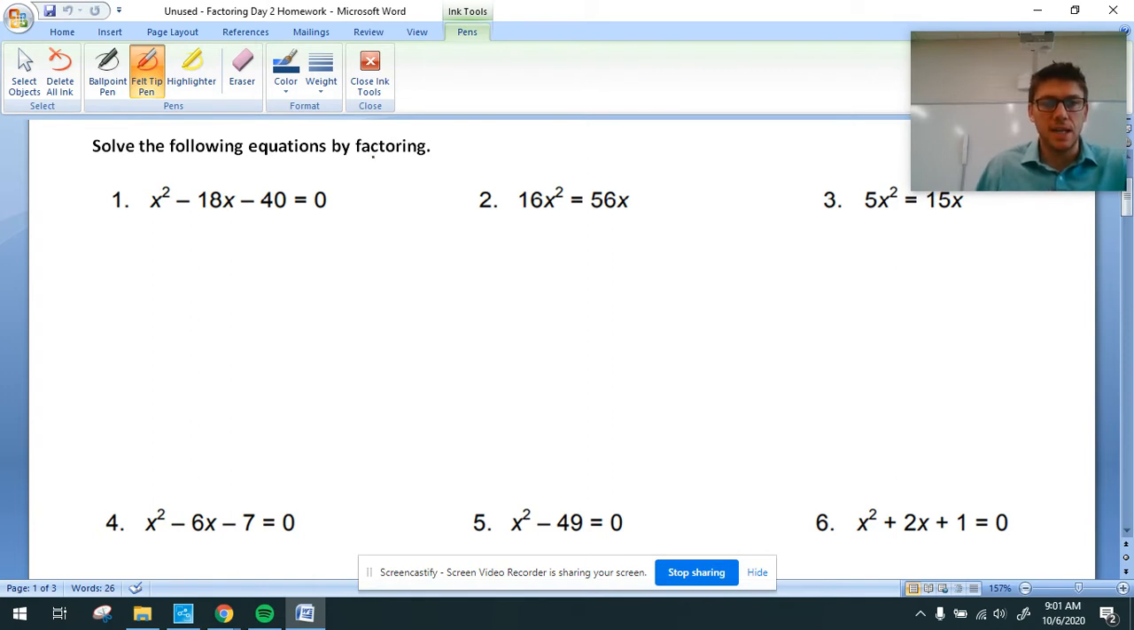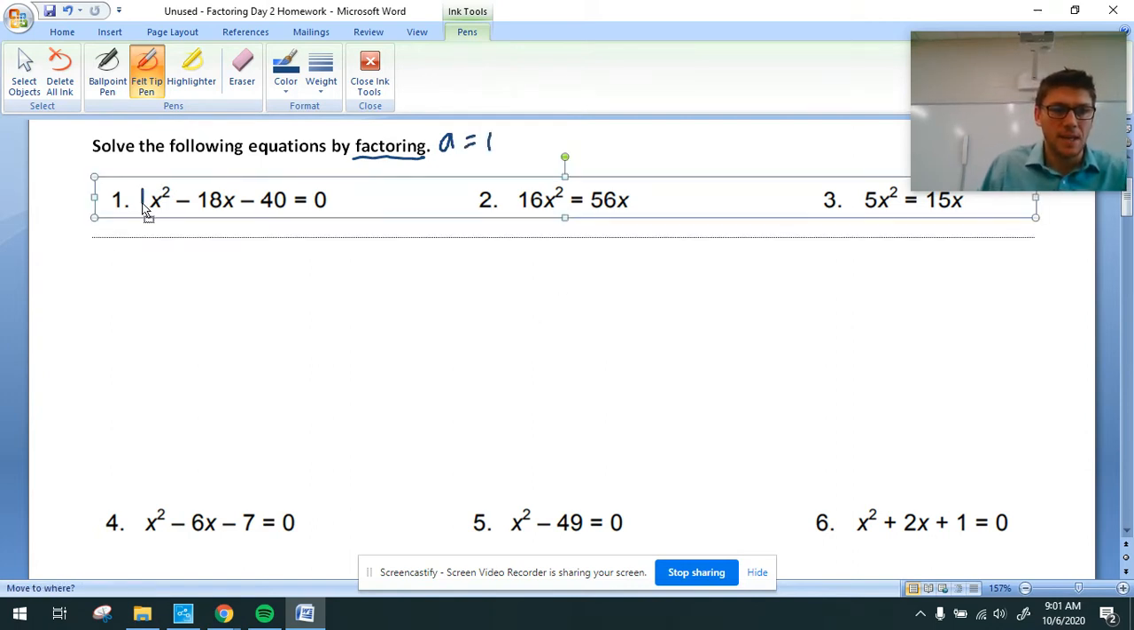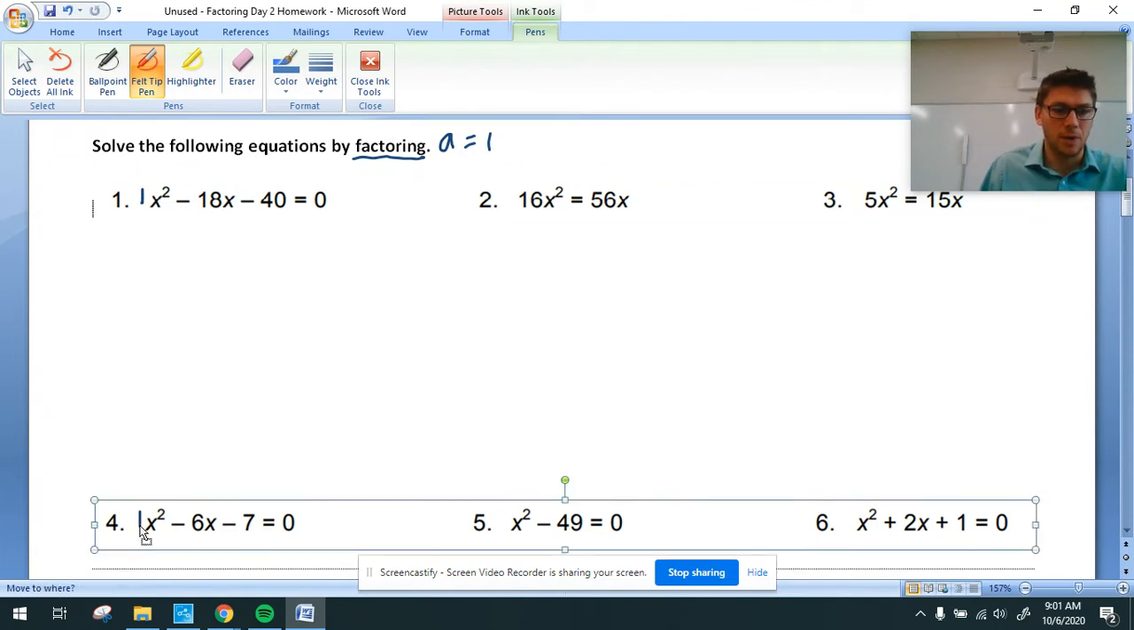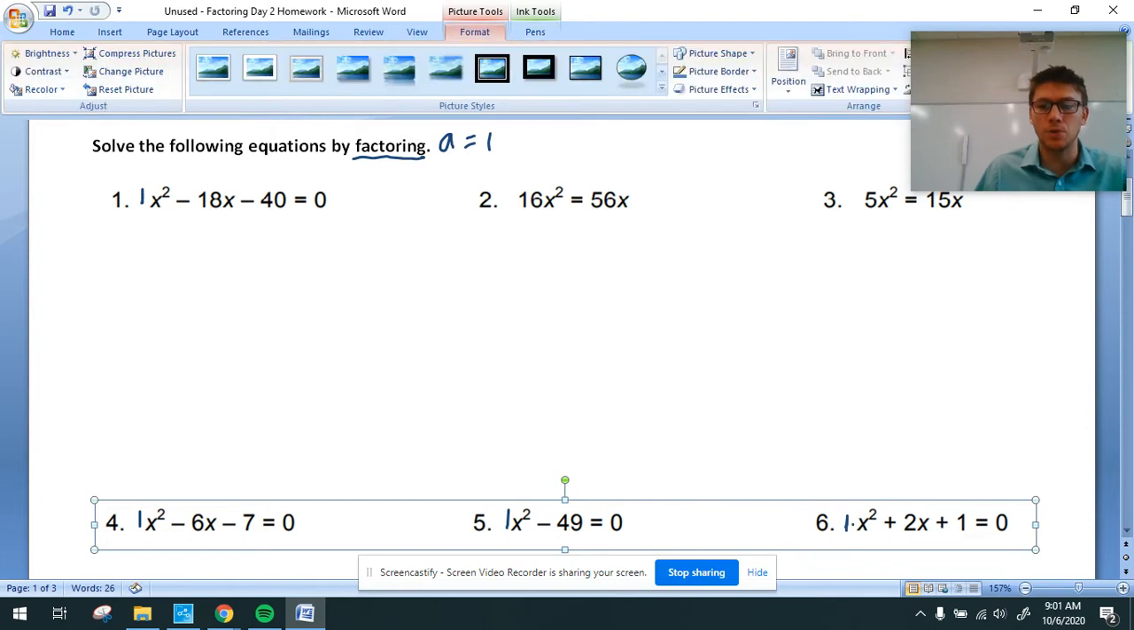So whenever I see a quadratic that has the a value equal to 1, the a value being this number right here in front of the x squared, I'm always going to try factoring first. Like every single time I will try factoring first, because it is the most efficient if that a value is 1. And if it is an a value of 1, we try to find our combination of numbers and undo the distribution.